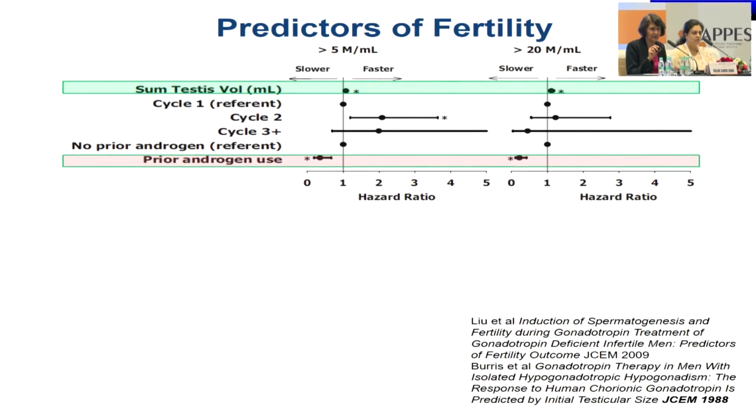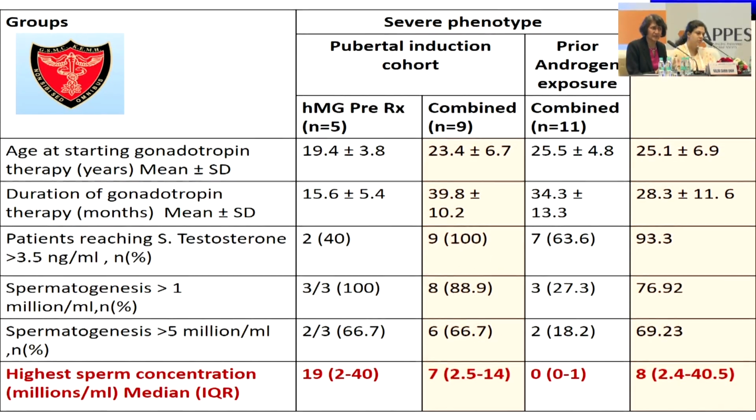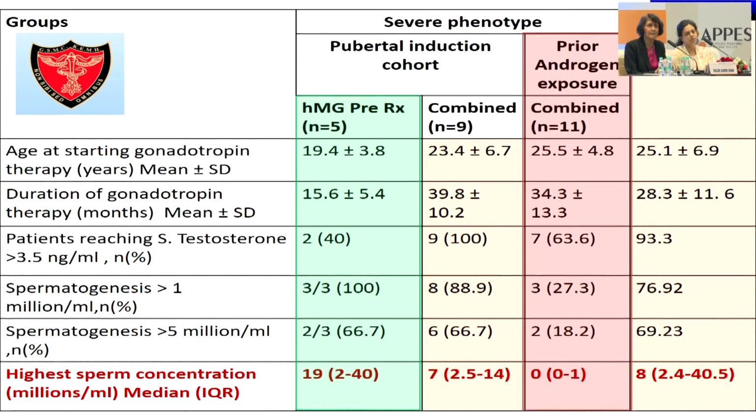So this is one of the older data of 2009 and 1988 that we are presenting to suggest predictor of fertility is testicular volume, and this has been proven time and again. And even in our own cohort, what we realized is that when you have a severe phenotype, that is testes which have not really gone through mini-puberty, prior androgen exposure, which probably curtails the proliferation of Sertoli cells, may hamper the outcome of these individuals, as shown in this red bar, towards both spermatogenesis and even function of Leydig cells. Compare that with HMG pretreatment in the severe phenotype, which definitely had better yield towards spermatogenesis, and you can see the numbers for yourself.